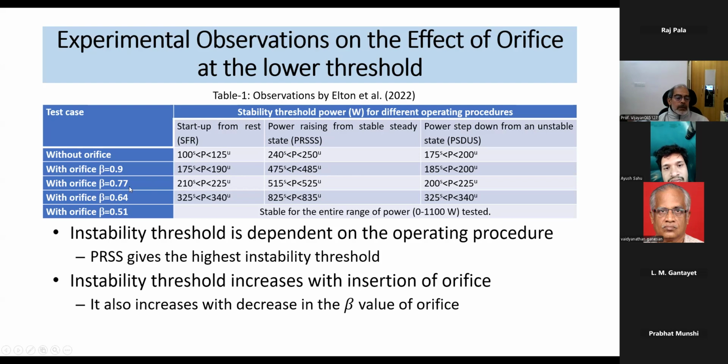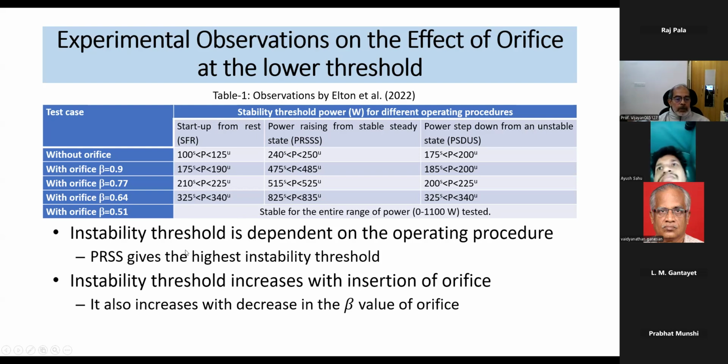And same here. If you increase beta, that means the opening of the orifice is decreasing, which means the loss coefficient is increasing. In this case, again, it increases. But if you go to a very low value of beta, say 0.51, then we find the entire range is stable. What happens is that you are not able to get even the lower threshold in this case.